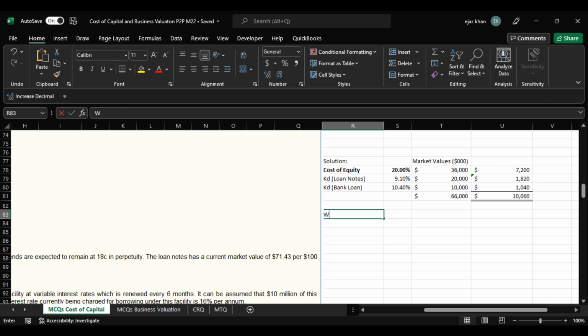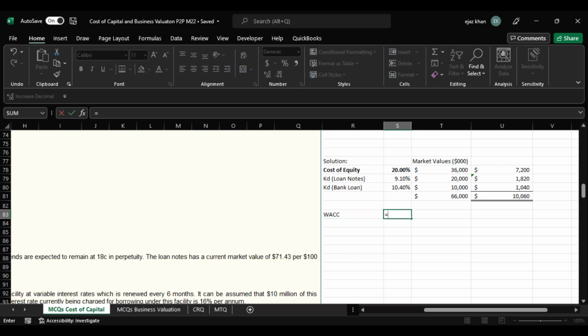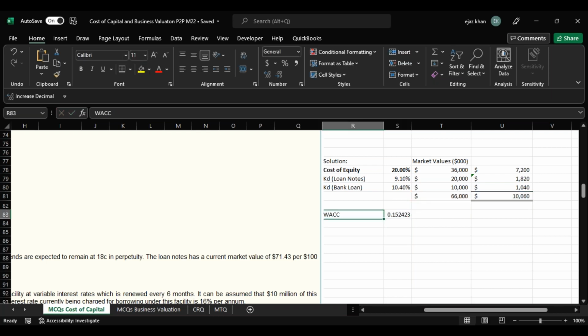So if you want to find out the WACC, weighted average cost of capital, it's simply the amount that we will be paying to our investors in dollars divided by the total value of their investment, which is $66,000. So the weighted average cost of capital will be 15%. If we write it up to 2 decimal places, it's 15.24%.